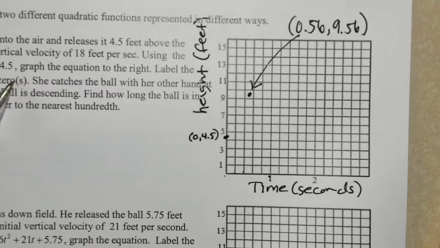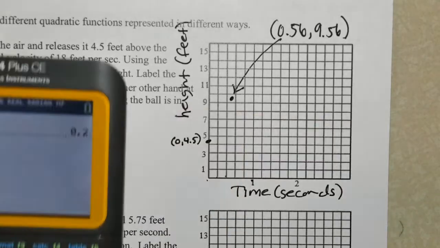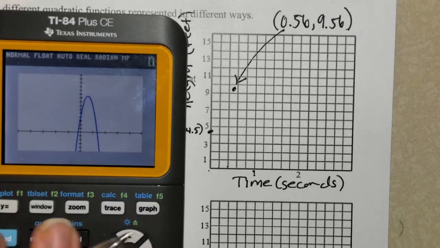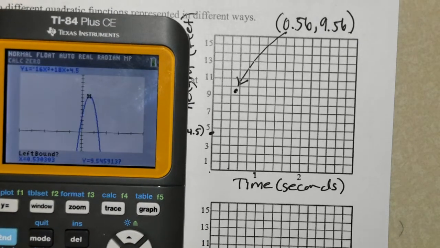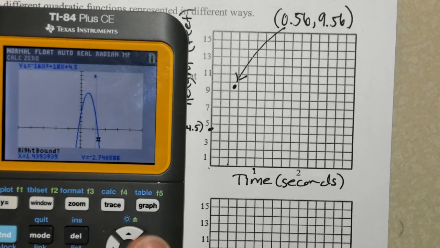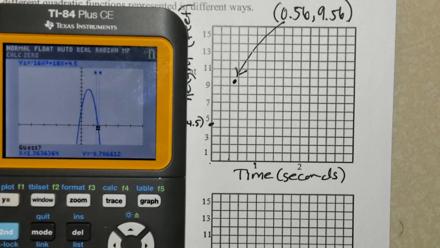Another word for zero is x-intercept. Let's find the zero. Come back to our graph. I want to know, what is this point? Second trace, zero. Left bound is above, right bound is below, and back to guess.